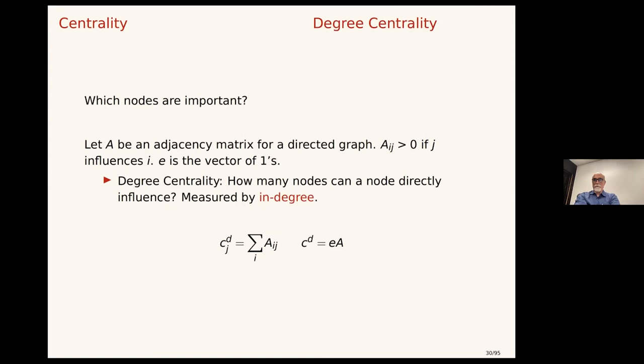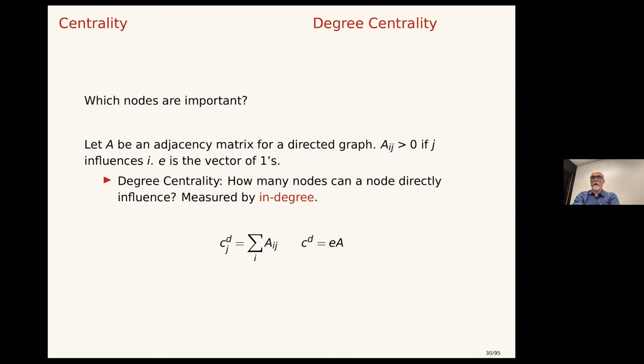It will be useful to use the symbol E to refer to the vector of all ones. Because if we do that, we can sum rows or columns simply by pre or post multiplication of a matrix A by E. So degree centrality: how many nodes can a node directly measure?